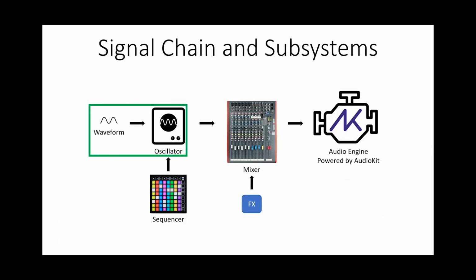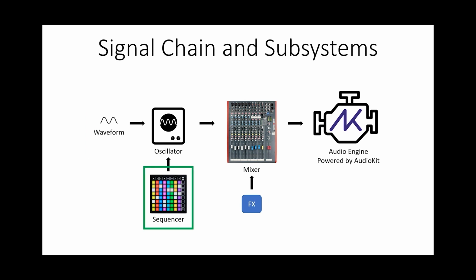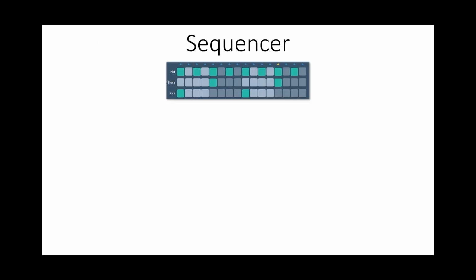Back to the signal chain, we have a waveform being oscillated, but it's static. It doesn't change pitch, it has no rhythm or pattern. This is where we introduce the sequencer. As you can see in this example sequencer, this is a drum kit that is a pre-programmed rhythm that pushes through into a software instrument.